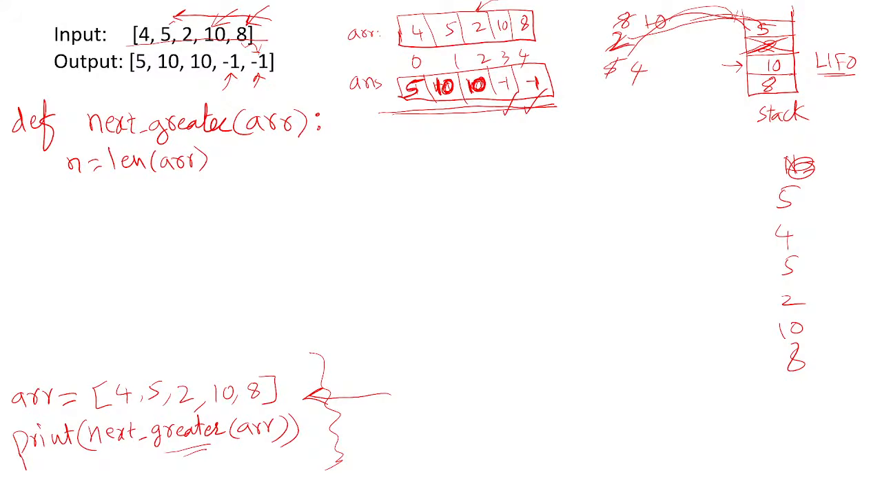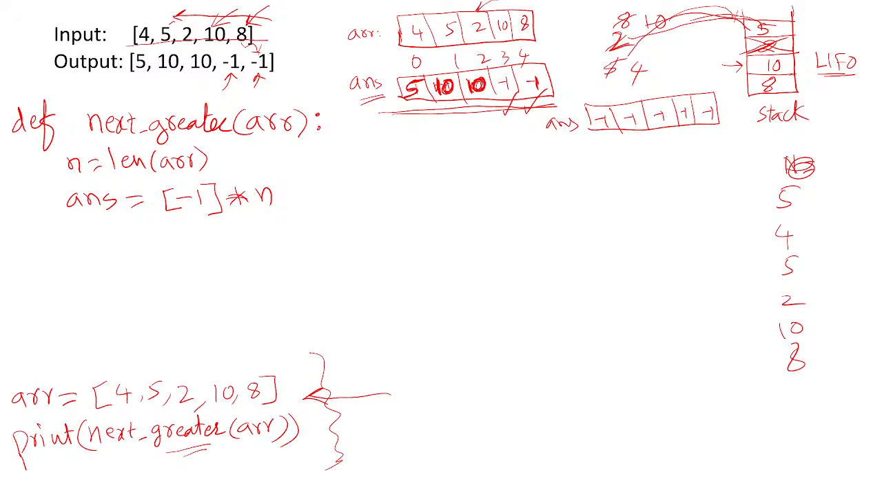Then we require a new result array. An answer or result array we will require here. So I create an answer array, a list containing -1. Initially I'm storing -1. In Python we can write -1 star n, the meaning is repeat -1 n number of times. So your answer array initially contains all -1s.